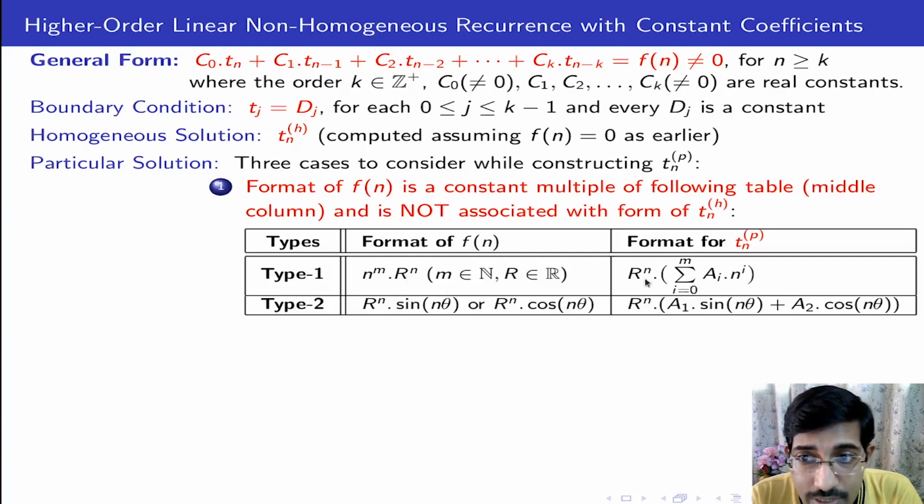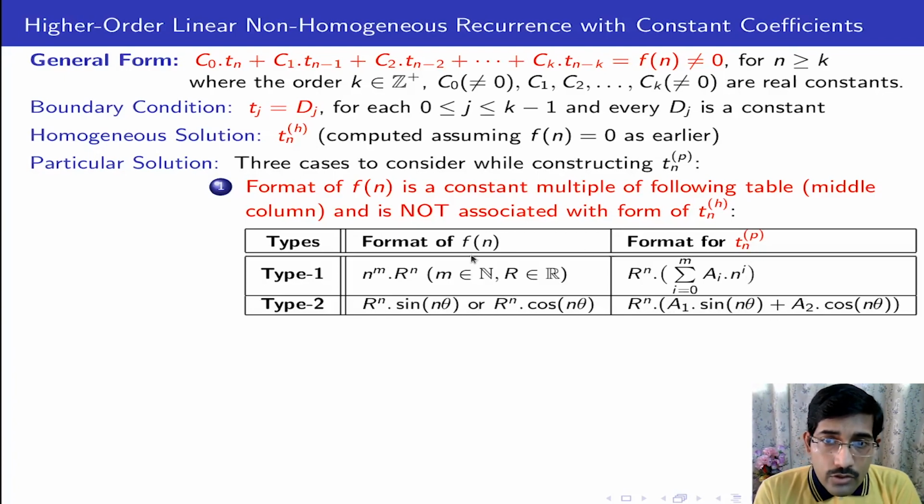Now if Fn is associated with such a form, then we go for the second cases. But let us first finish up the other type. The other type could be of the form sin nθ or cos nθ times r to the power n. Then also what we will take is a1 sin nθ plus a2 cos nθ as our particular solution. So if the format of Fn is this, we take this.